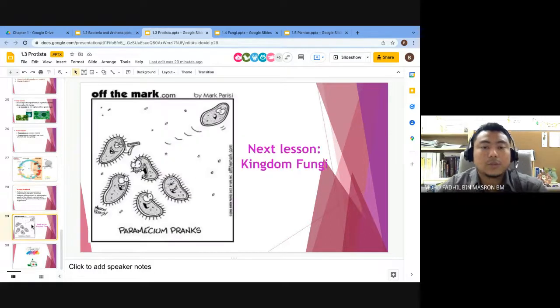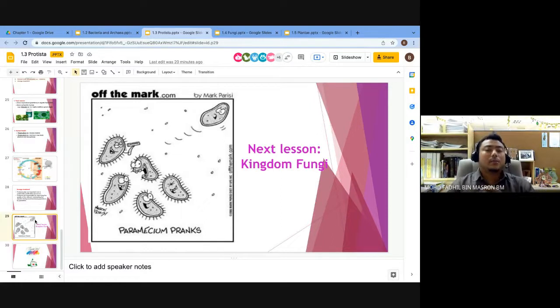Okay, so next lesson is kingdom fungi. Ini kita gambar pada jam yang seterusnya pada minggu hadapan. So inilah jam ketiga pada minggu ni, insyaAllah. Okay, so untuk lab, saya cakap you guys akan deal dengan sewaktu lab.